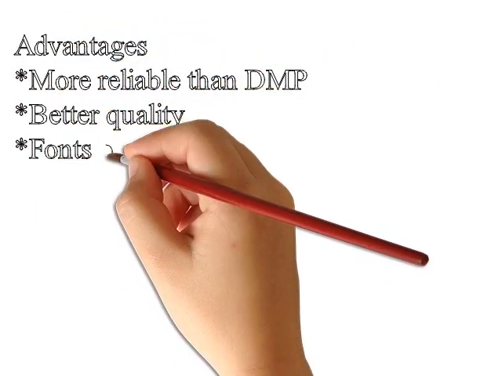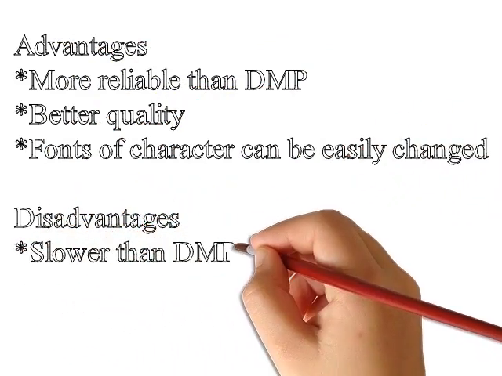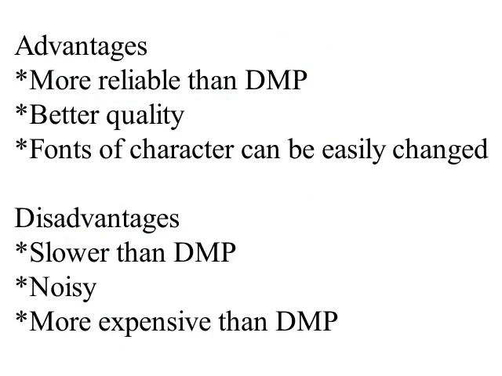Advantages of daisy wheel printer: more reliable than dot matrix printer, better quality, fonts of characters can be easily changed. Disadvantages: slower than dot matrix printer, noisy, more expensive than dot matrix printer.